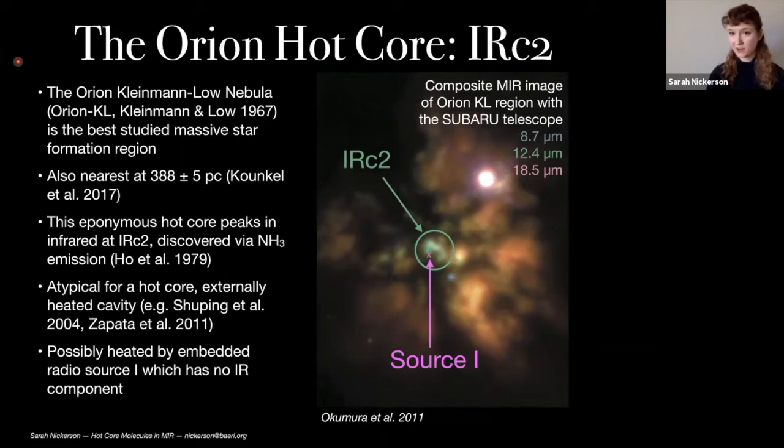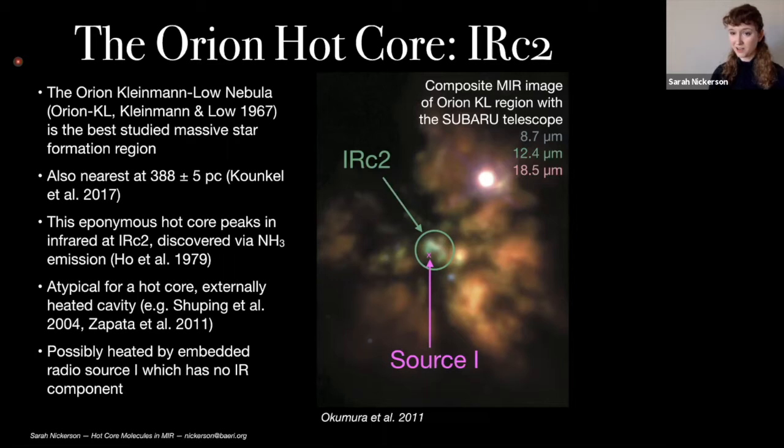So this hot core is the hot core after which all other hot cores are named. It was discovered by Ho et al. in 1979, finding peaks in ammonia emission. However, despite this hot core being the prototypical hot core, it is still atypical.